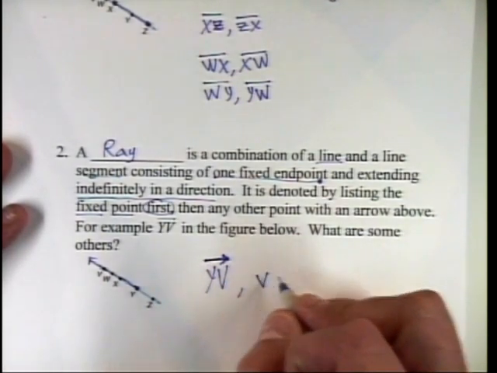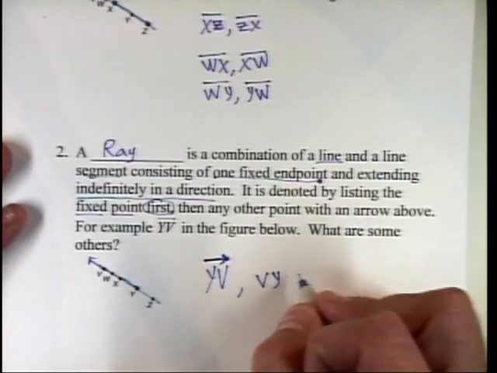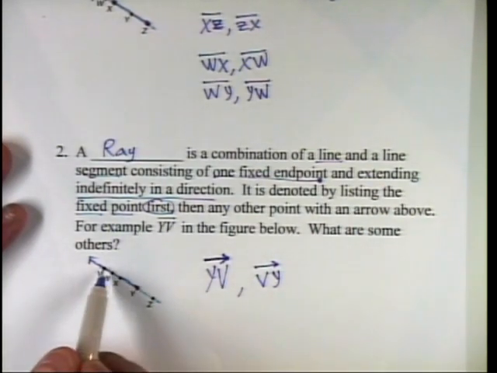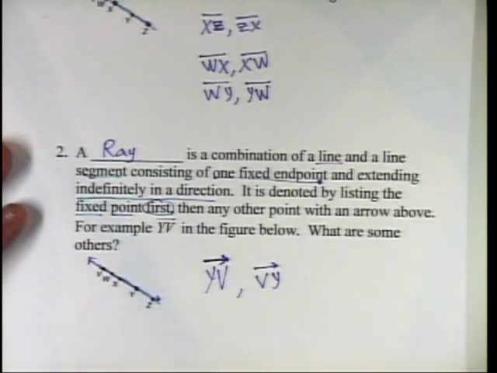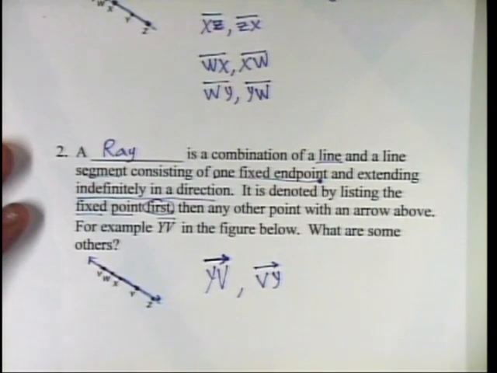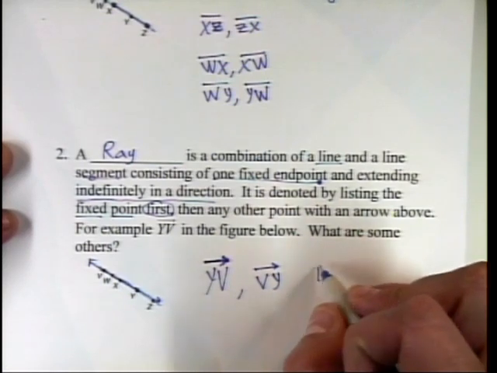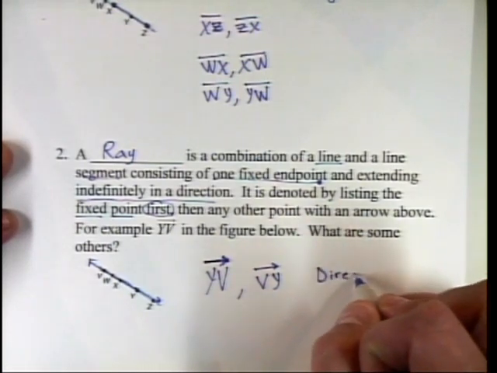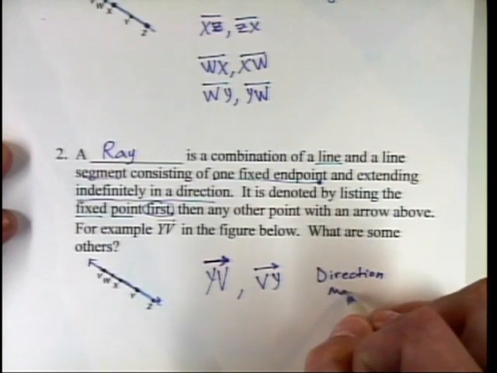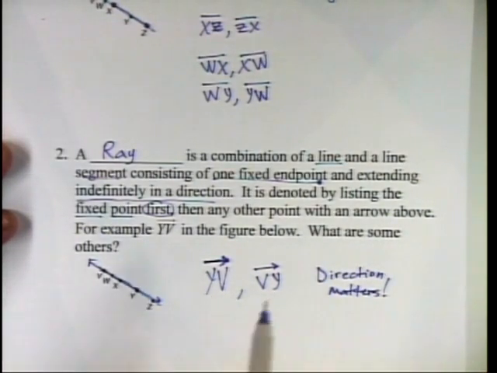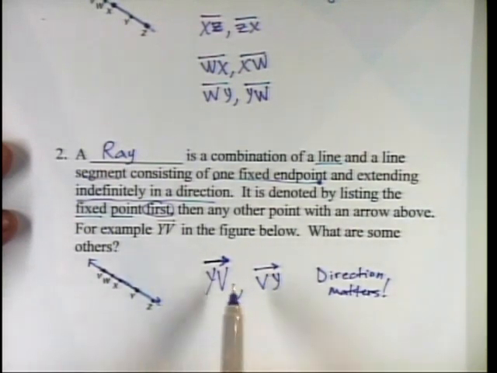Now, is that the same as VY? Well, if I draw the arrow this way, and it's conventional to always draw it from left to right, VY basically starts at V and extends towards Y. That is a different ray, because it is pointing in the opposite direction. So whenever you're doing rays, it's not the length necessarily that matters, because it is infinitely long, but it's the direction that matters. Very important. And you always have to remember to qualify what you're doing above your letters, your 2 points, whether it's a ray, a segment, or a line.